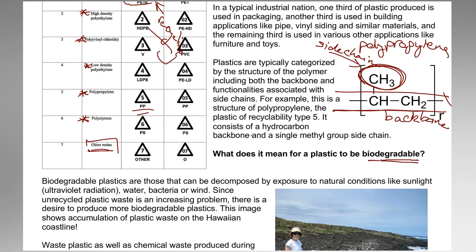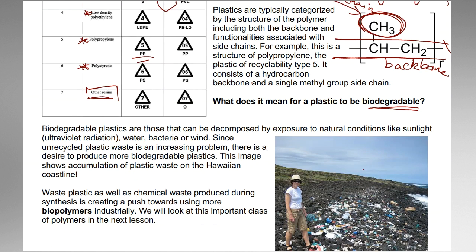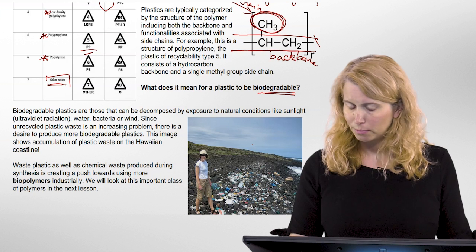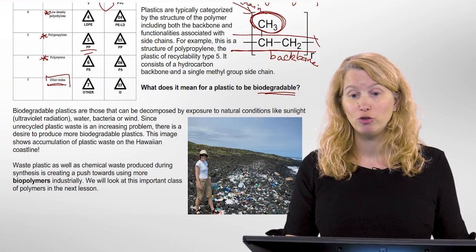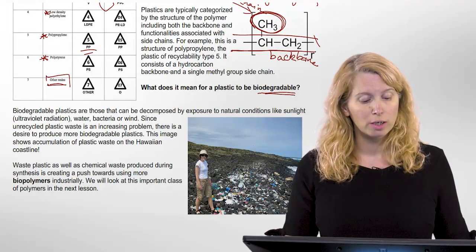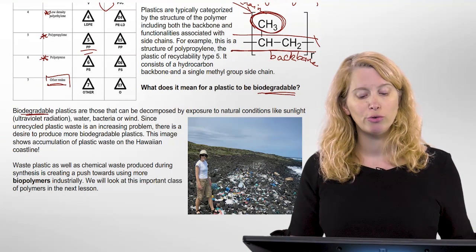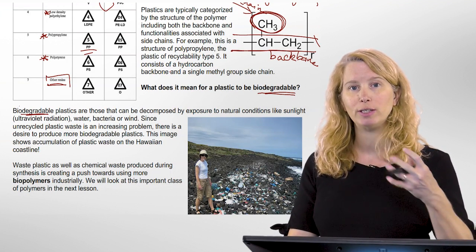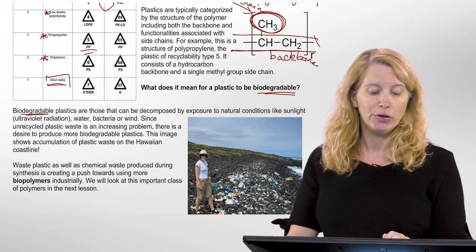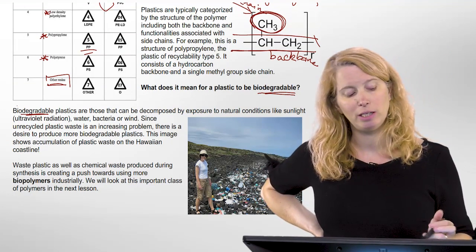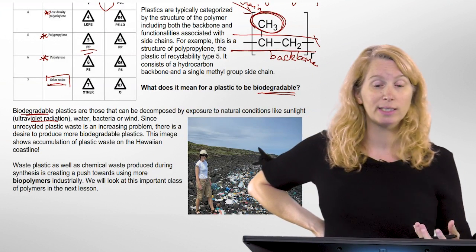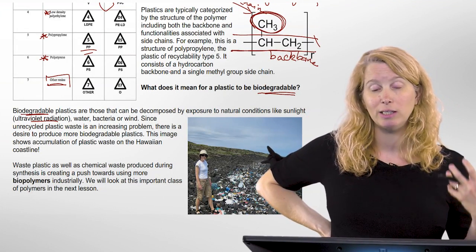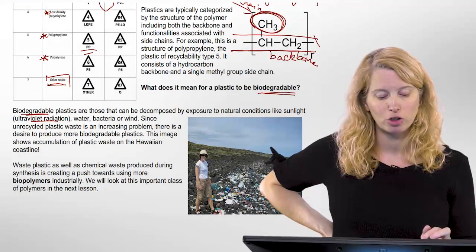Plastics are often referred to as biodegradable, but many of them are actually not biodegradable. And so as we talk about plastics, I wanted to talk briefly about what it means for a plastic to be biodegradable and why that's important. Biodegradable plastics are those that can be decomposed under some naturally occurring conditions. So the feature that causes them to decompose may be sunlight, which is actually ultraviolet radiation. So if sunlight decomposes your plastic, plastic is decomposed in a photochemical reaction.